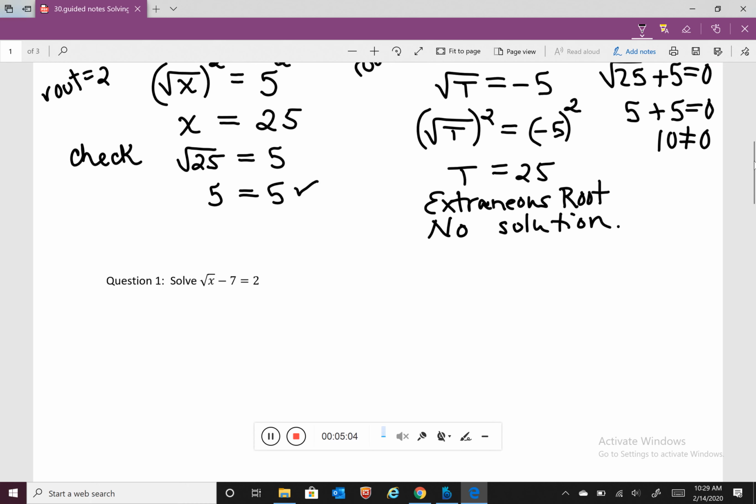Your question is to solve the square root of x minus 7 set equal to 2.